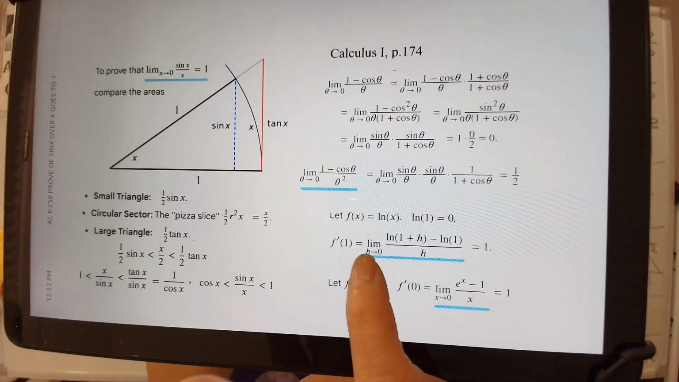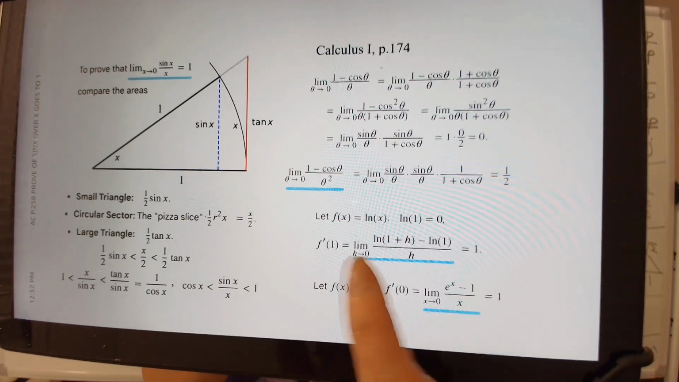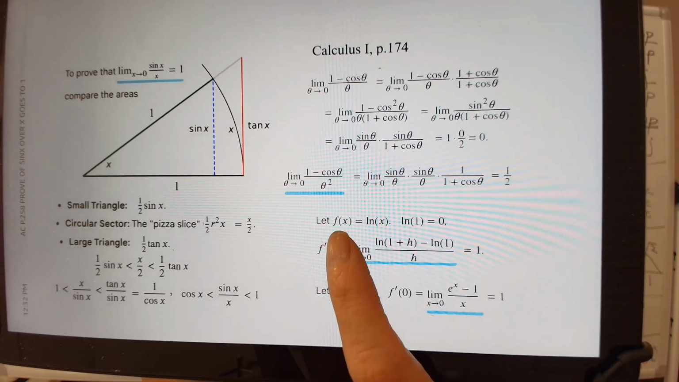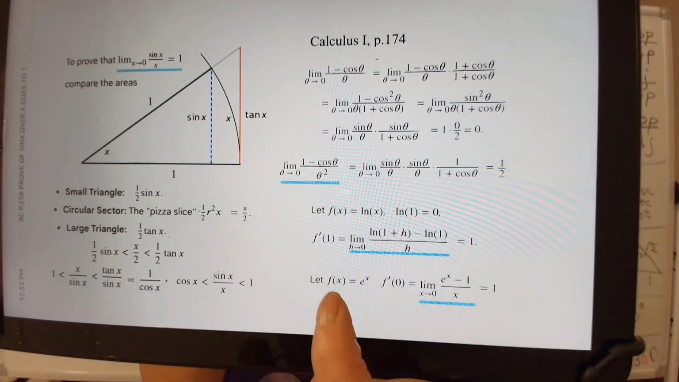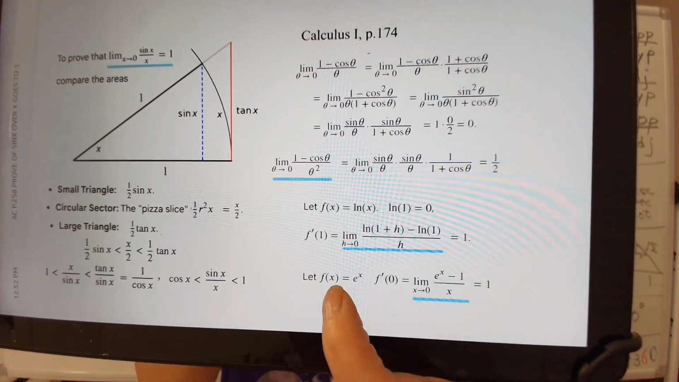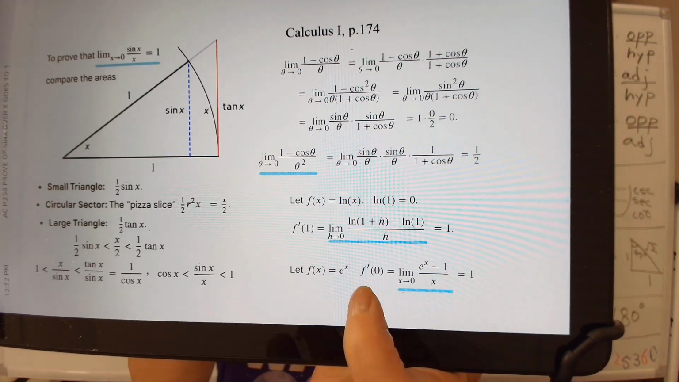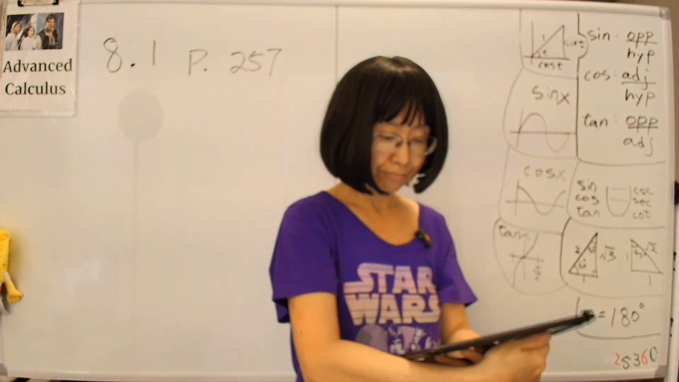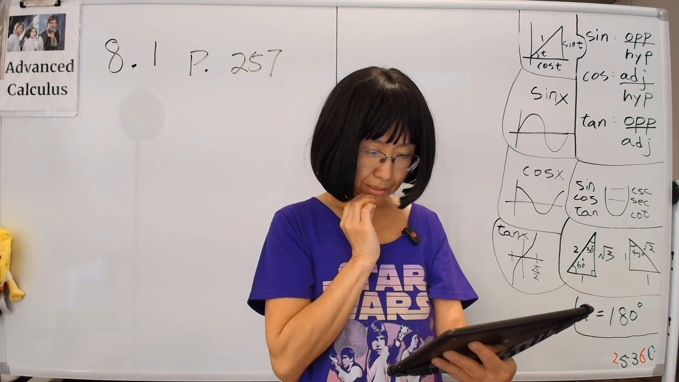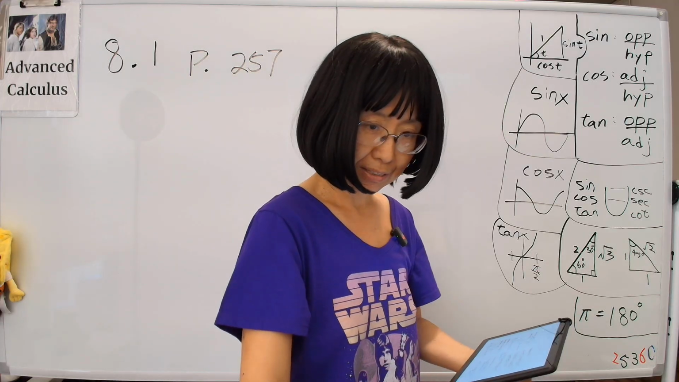And similarly, this particular limit is calculated by its definition. That is, this thing is f prime of 1 if f of x is natural log of x. And finally, this limit is calculated as the definition of f prime of 0 of e to the x. Now those are the four limits. Let's see. Give me a second here.